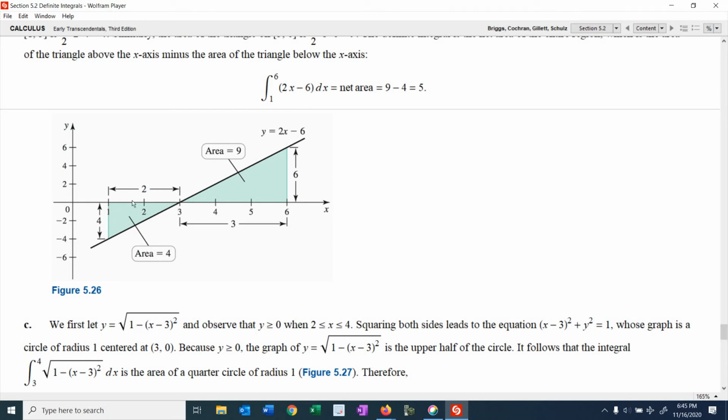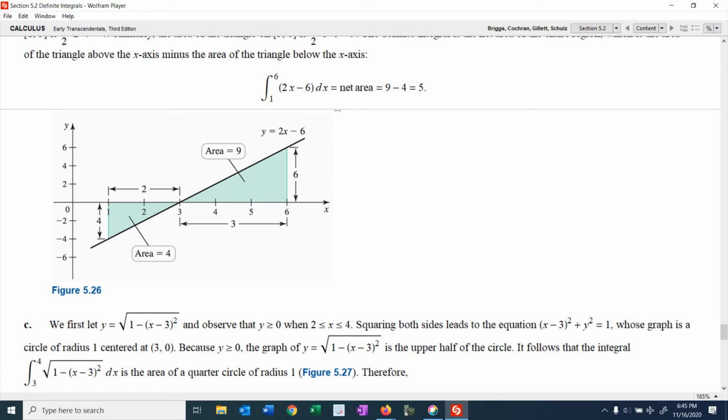So the area of this triangle is 4. But when you calculate this as a Riemann sum, this part here will give you a negative 4 as its contribution. And this will give you a positive 9. So you have to remember that this part here gives you a negative contribution. And so the net area that's trapped between the function and the x-axis, starting at 1 and ending at 6, is going to be 9 minus 4, which is 5. And that's equal to this definite integral.